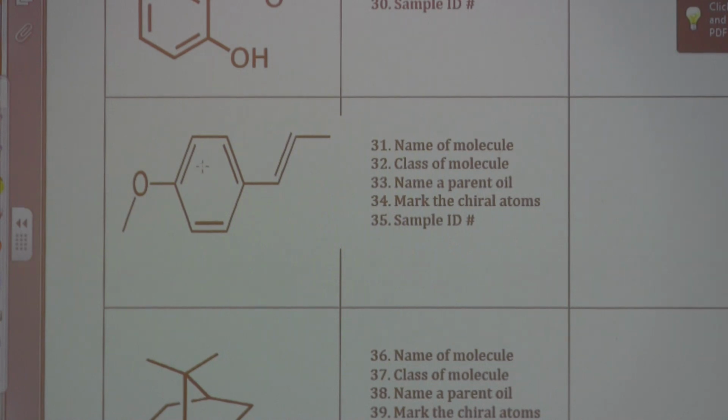Okay, this one here is anethol, very close in structure to the estragol. And the class is ether. The parent oil would have been either anise oil or star anise. We talked about all of those. No chiral atoms, and the sample ID was number 4.